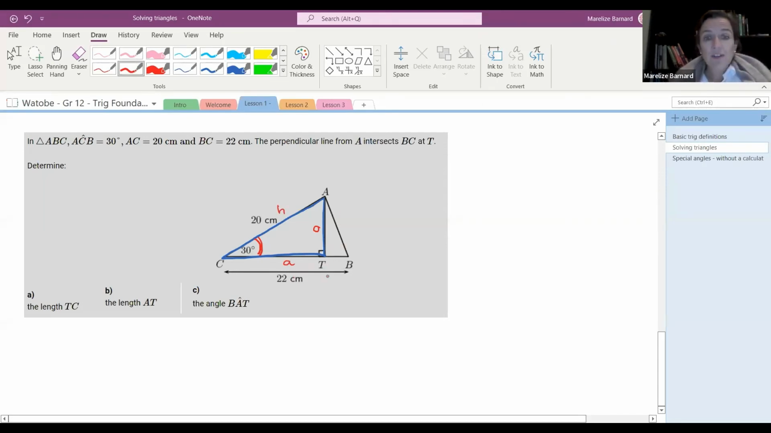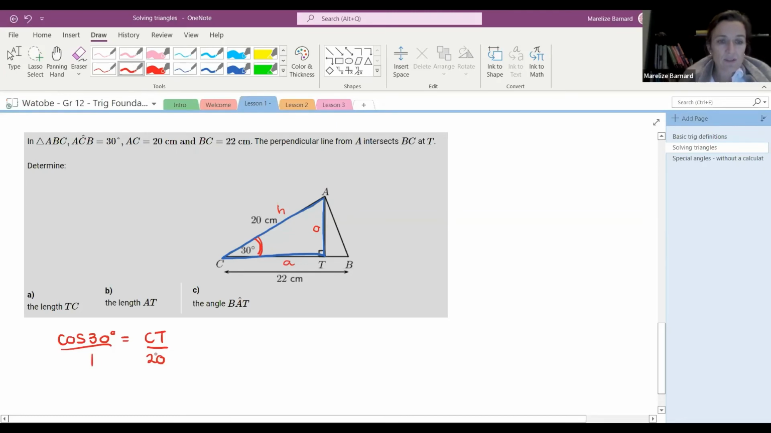So because we are looking for TC, we are going to use the side that's given, the 20, and the side that's not given, CT, the one we are solving for, in a trig ratio. So that ends up being cos. Cos of 30 degrees is CT over 20.